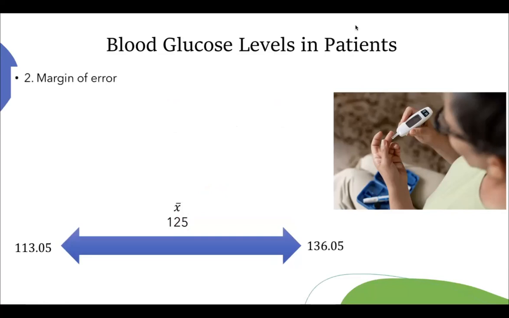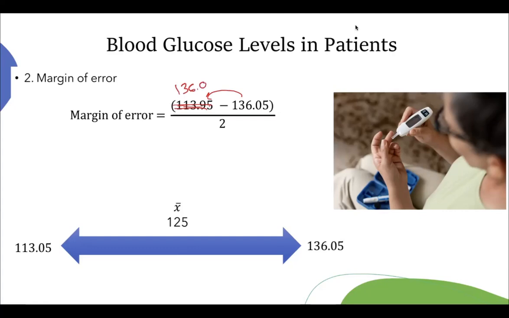Okay. The margin of error for this second version with the 99% confidence interval is 113.95. Oops, this should actually be written the other way. We have to subtract, let's change that, 136.05 minus 113.95, sorry. Okay, we're going to do the subtraction that way and divide by 2, and it's 11.05.